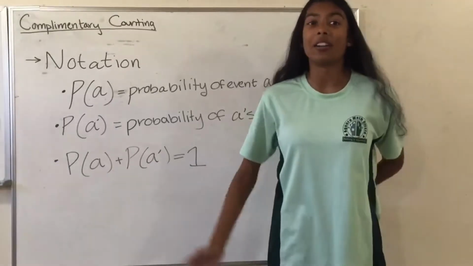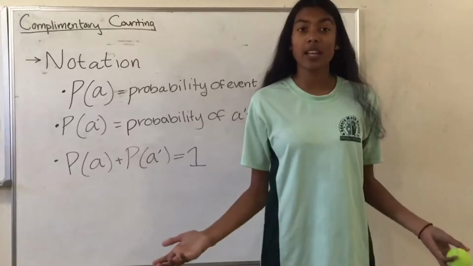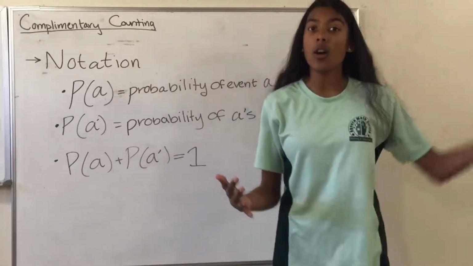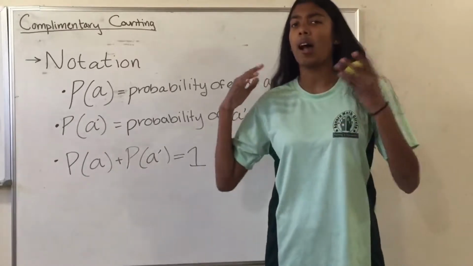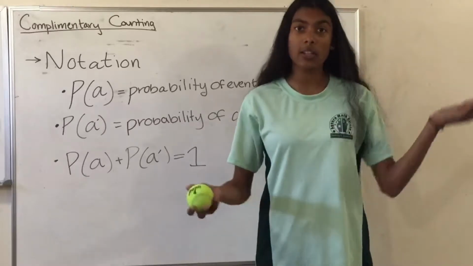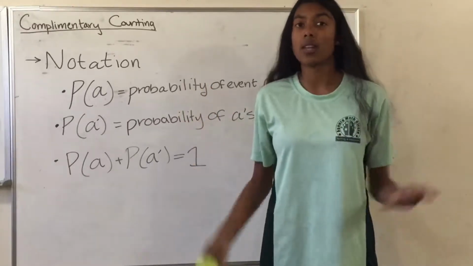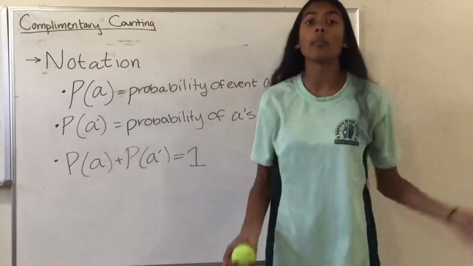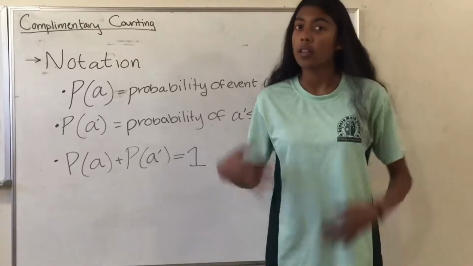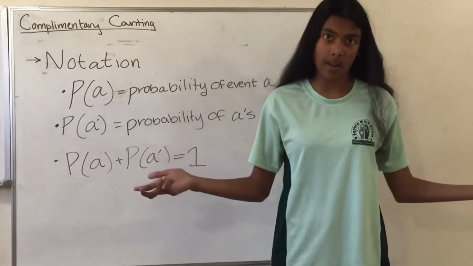So now let's move on to our second topic, which is complementary counting. Basically, complementary counting is what we use when there are more ways not to do a certain event than to actually do it. That might have been a bit confusing, so here's an example. Let's say we have an event, me catching the tennis ball. The complement of me catching the tennis ball is me dropping the tennis ball. Those 2 events are complements because those are the only 2 things that can happen.